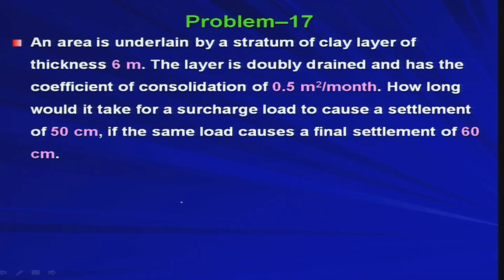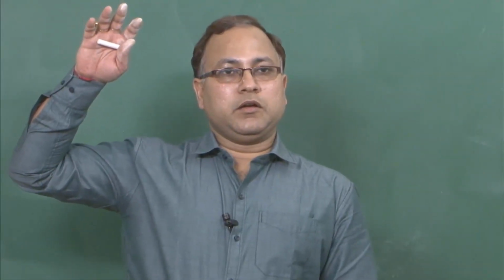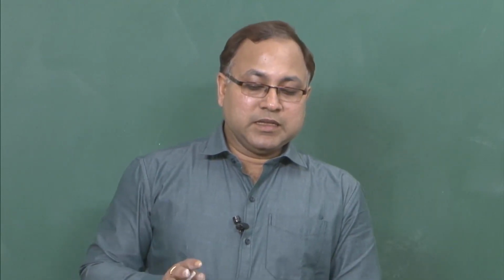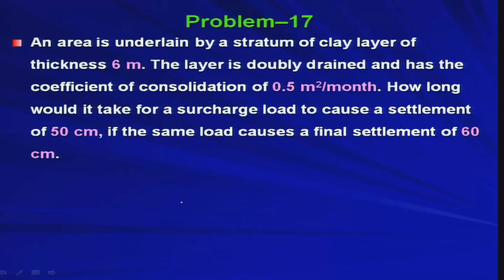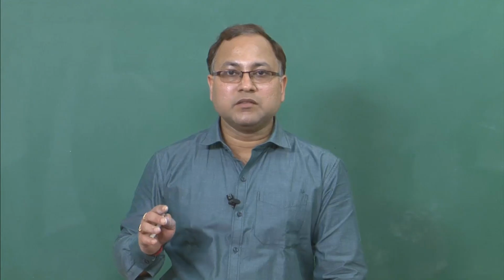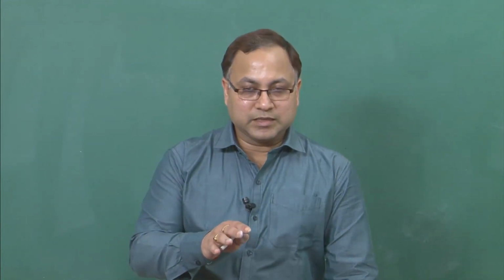So, basically in that problem you have one clay stratum, which is experiencing a double drainage system, that means water can go out from the top as well as from the bottom. The thickness of the stratum is 6 meter and the coefficient of consolidation is given. Now, basically that stratum will be experiencing 100% degree of consolidation at 60 centimeter settlement. It is given in the problem.